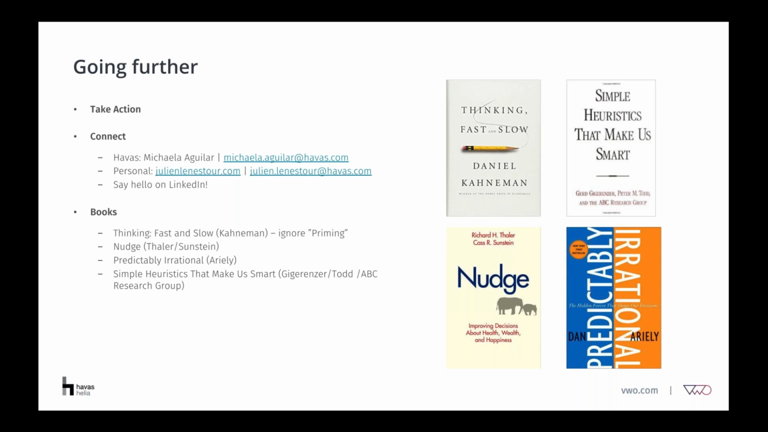And I just wanted to leave you with 4 books that are interesting. Some of them are well known. Just one caveat, and I'm ending on that. Thinking Fast and Slow by Danny Kahneman, very good, but ignore the section on priming. It's not being replicated. It has tons of issues now, and he has acknowledged it, but it's still in the book. So that's 4 books for you to go further as well.